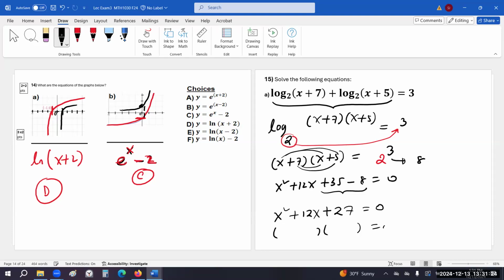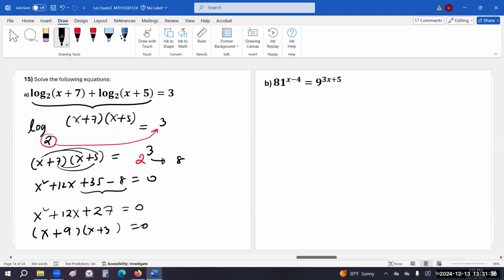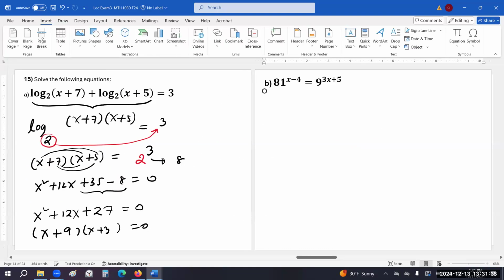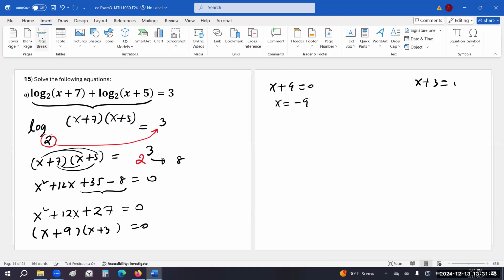So you factor them. 1, 2 factors, product is 27, addition is 12. 9 and 3. And both of them are positive. So we have x plus 9 gives us -9. x plus 3 gives us -3.